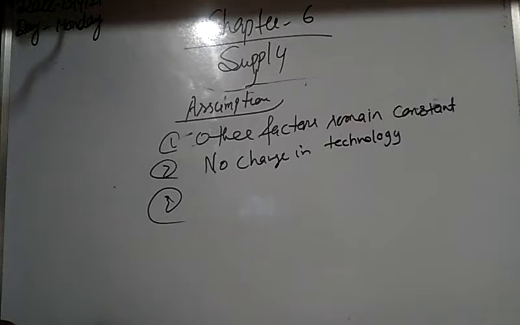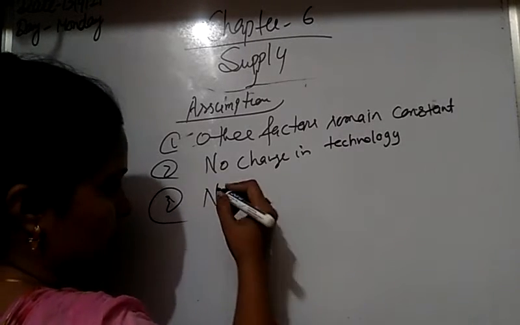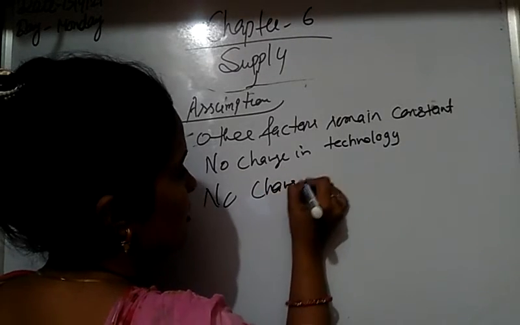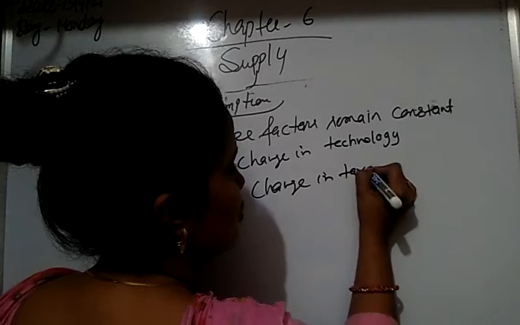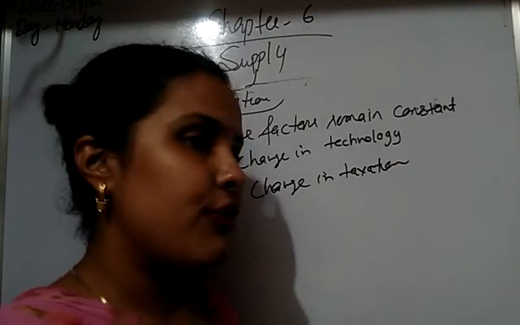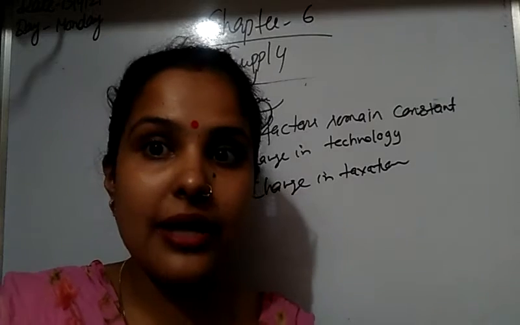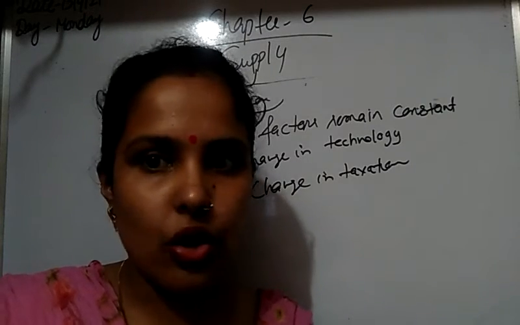Price of the factor of production remains the same. No change in the taxation system. No change in taxation. The factors which affect the supply, except price, if they are changing, the law does not apply.